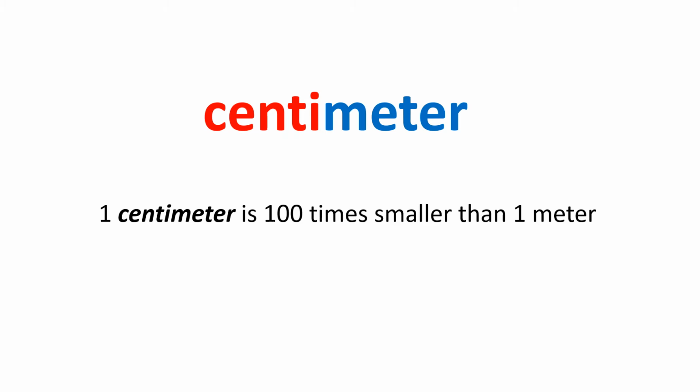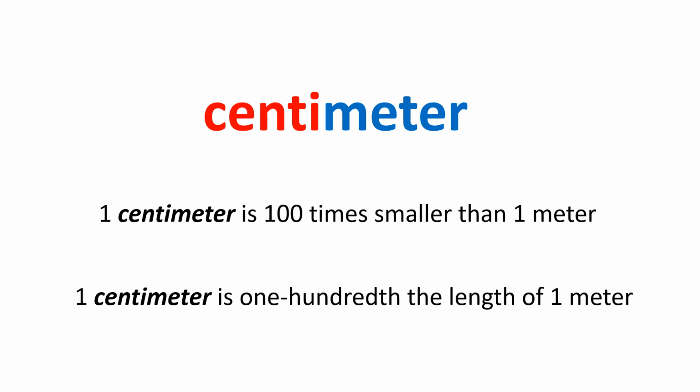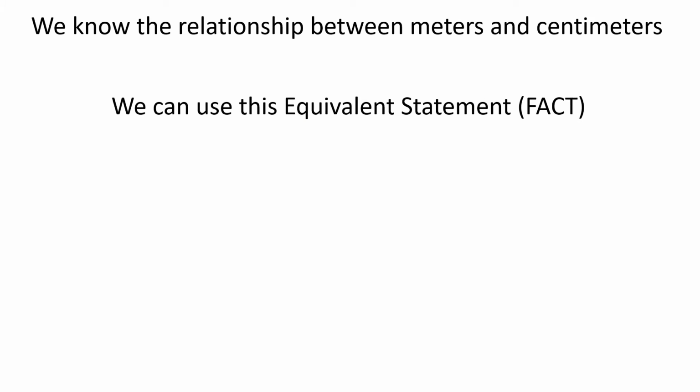So putting it together, centimeter, that's how we usually say it. We don't really call it centimeter, but whatever, centimeter is 100 times smaller than 1 meter. And 1 centimeter is also 1/100th, with a TH, 1/100th the length of 1 meter. So it's saying the same thing. So we can use an equivalent statement. So this is a statement with an equal sign in the middle, meaning that the left side and the right side of the equation or the statement is equal to one another. So this is a fact.